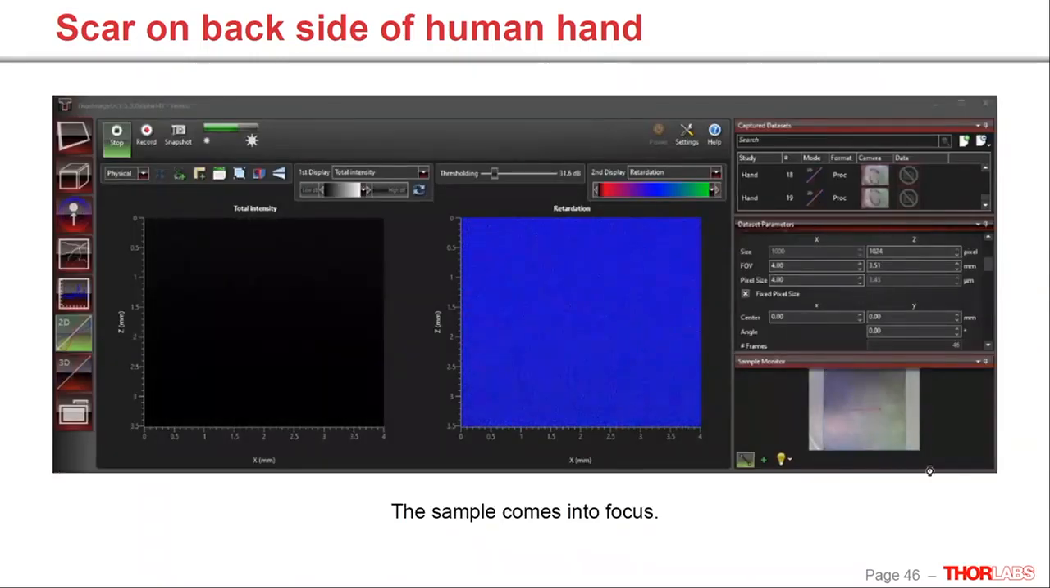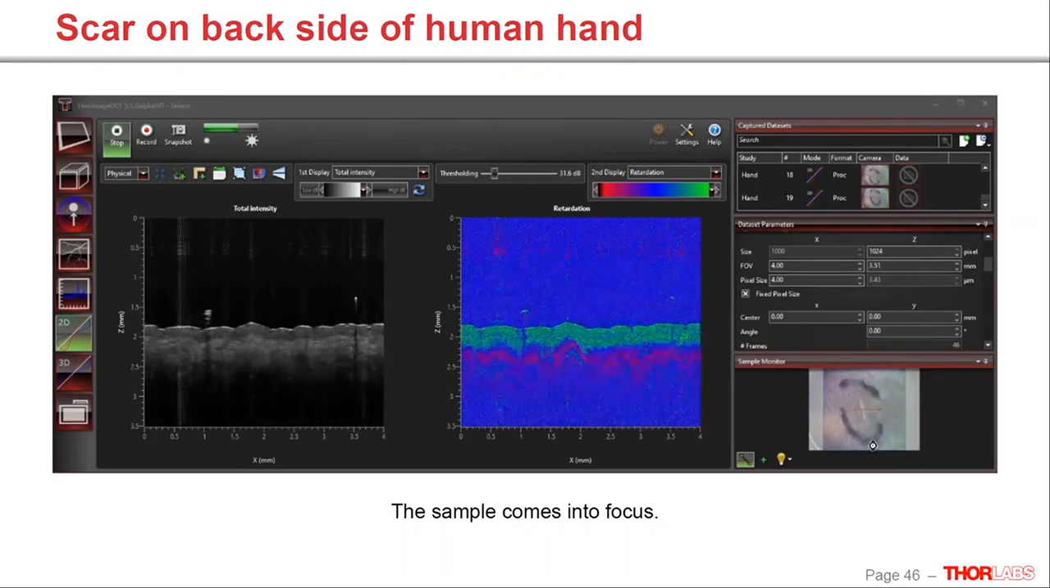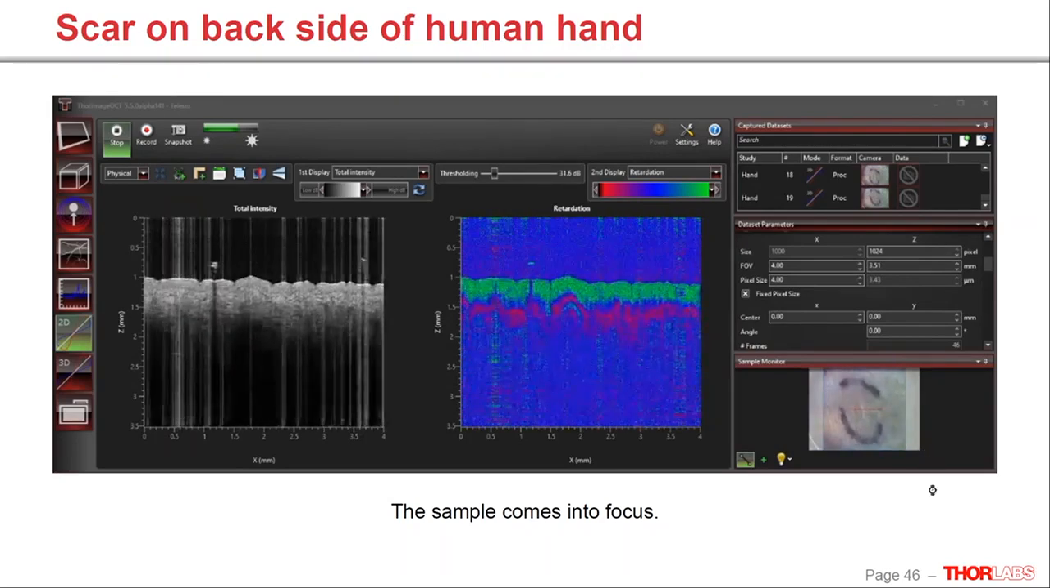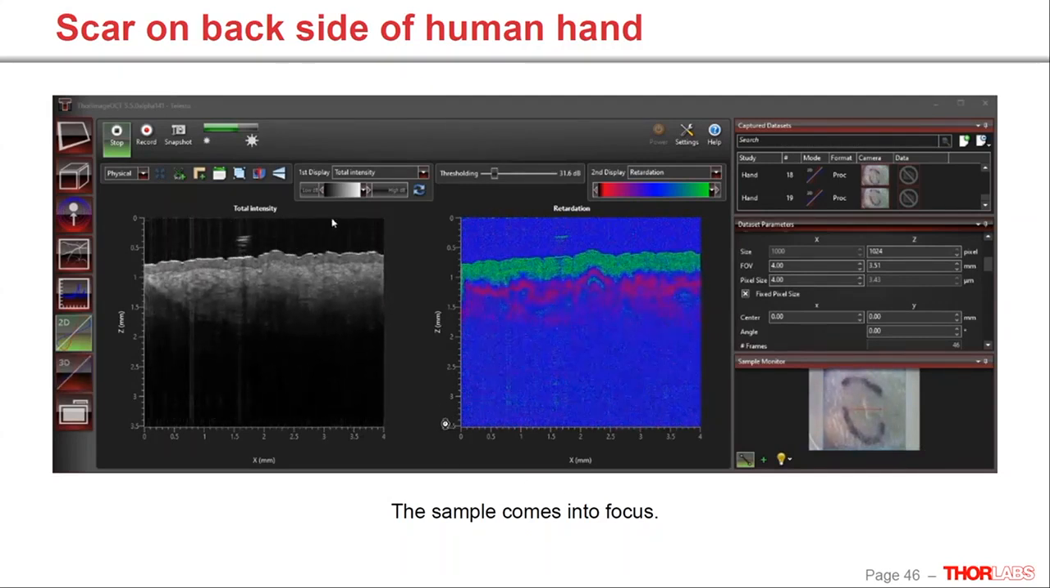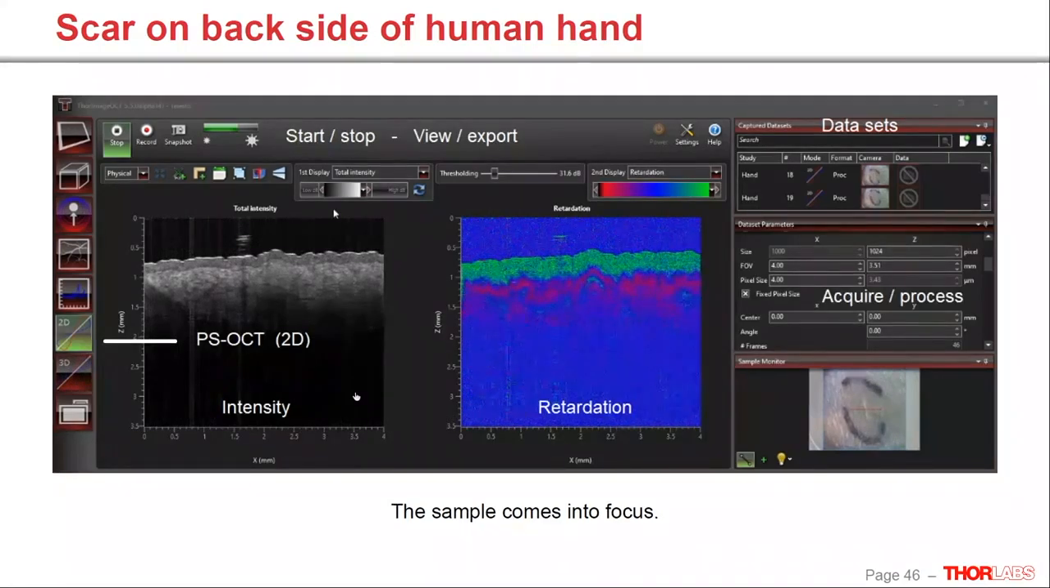In our software, that looks like this. So on the bottom right here, we have a video monitor where we see that spot, and we can now, if it's more in focus, already see this tiny scar here. And I've selected 2 image representations, and that is on the left-hand side here, the total intensity. So our usual OCT image, where we see the top surface and then the deeper layers in a cross-section of my skin. And in the middle here, I've selected to show the retardation image.